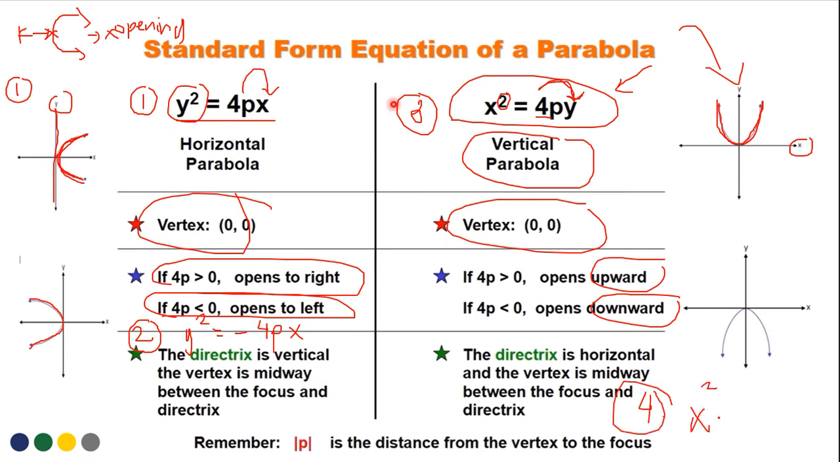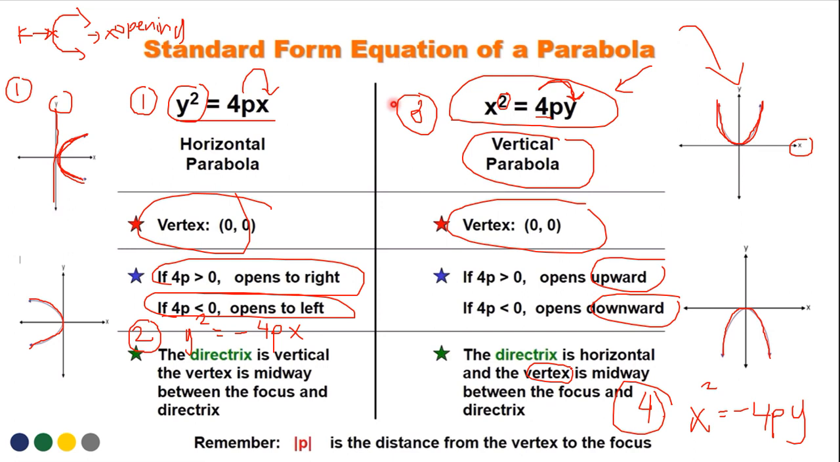Just simply add negative. X squared is equal to negative 4p y. And again, sir, why is it x has exponent of 2? Because the front of the parabola is at the x-axis. That's why the variable that has an exponent of 2 should be x. And the directrix is vertical. It could be vertical, it could be horizontal, and the vertex is always the middle or the midway between the focus and the directrix.